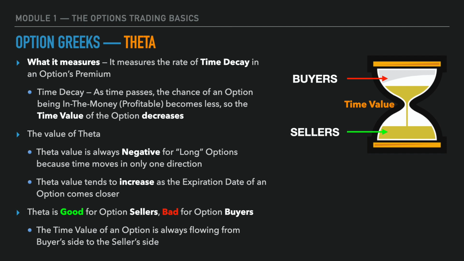So whenever you design a trading strategy using options, theta, or the time decay, is one of the most important factors to consider when it comes to choosing long or short options in your strategy.